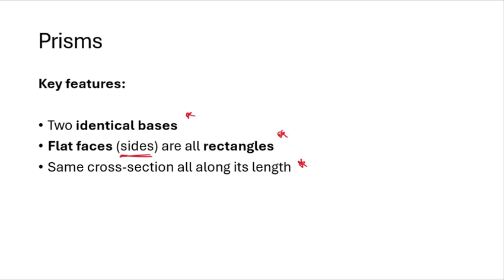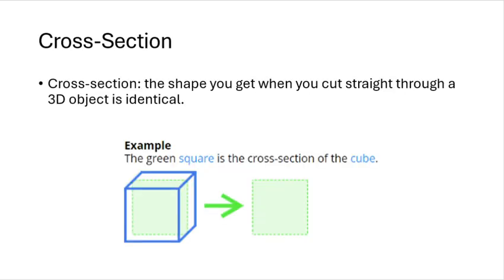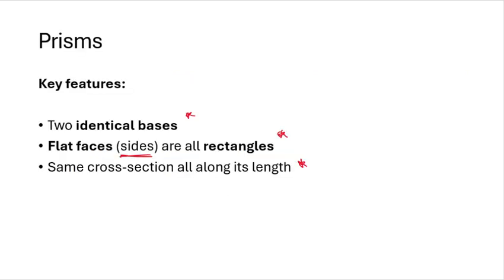okay? Now, if you don't know what a cross section is, a cross section is the shape you get when you cut straight through a 3D object, okay? So if you look at my example here, I have a cube. That green shaded area is where I make the cut. As you can see, it's a square, okay? Now, to identify as a prism, it must be the same from top to bottom, okay? That cross section, that shape you make, it must be the same exact shape, okay?